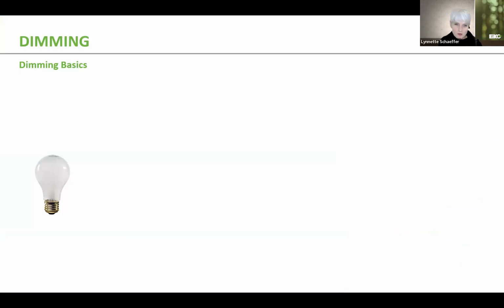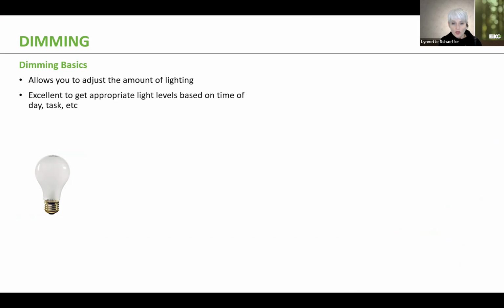So we probably already know this, but dimming allows us to control the intensity of a light or the light source in the space, and it is really a great way to set the mood, or maybe just relax and unwind, or wind down after dinner or maybe before bedtime.